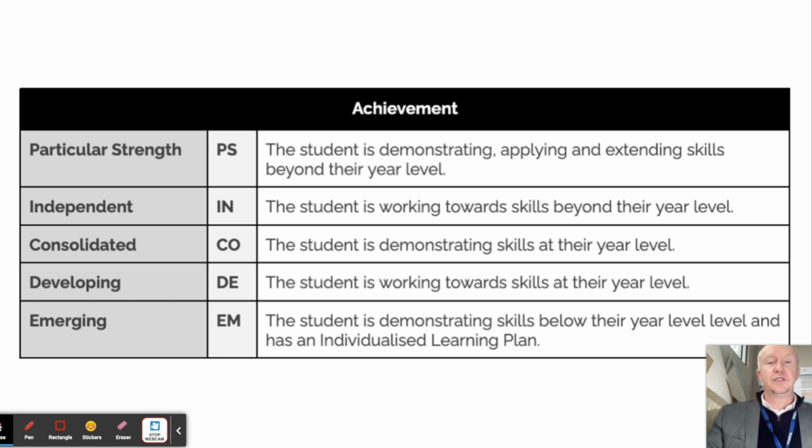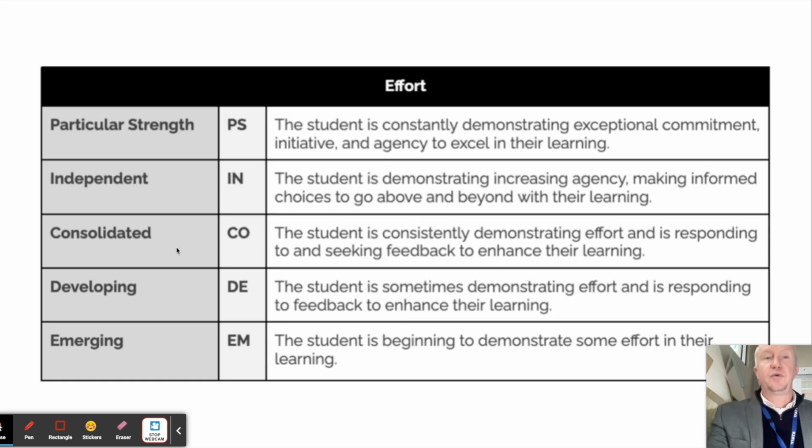So for achievement, as you can see, there is explicit reference to where the student is according to the expectations of the curriculum in that year level. As I mentioned in my previous video about reports, we're adding a grade for effort. And so here in the criteria, we're trying to describe the progression from beginning to put some effort into their learning all the way up to being really highly committed, demonstrating advanced levels of initiative and agency in their learning.